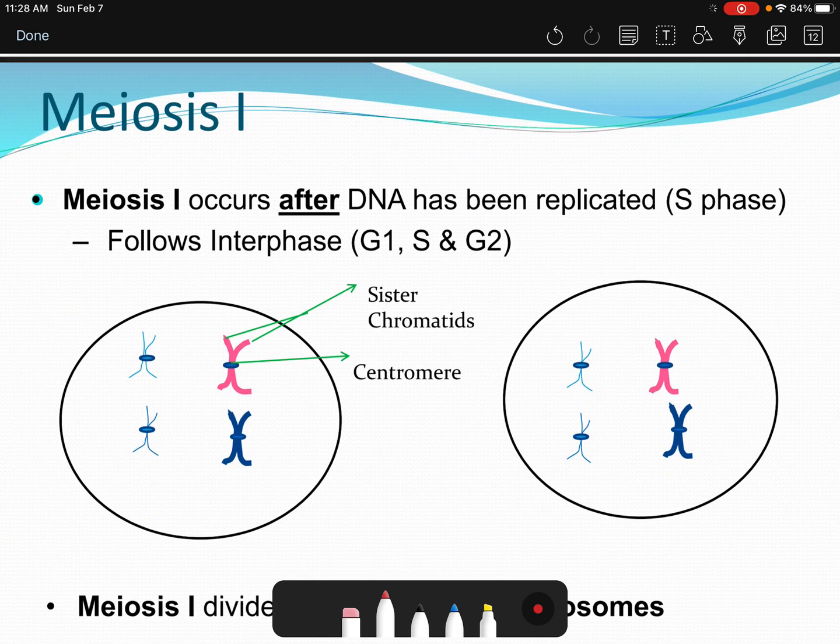So for meiosis 1, this is going to occur after the DNA has been replicated during the S phase of interphase. So we're still going to have interphase. We're still going to have gap 1, synthesis, and gap 2. So all those things like growth and then the DNA being replicated have to occur before we can have meiosis occurring.